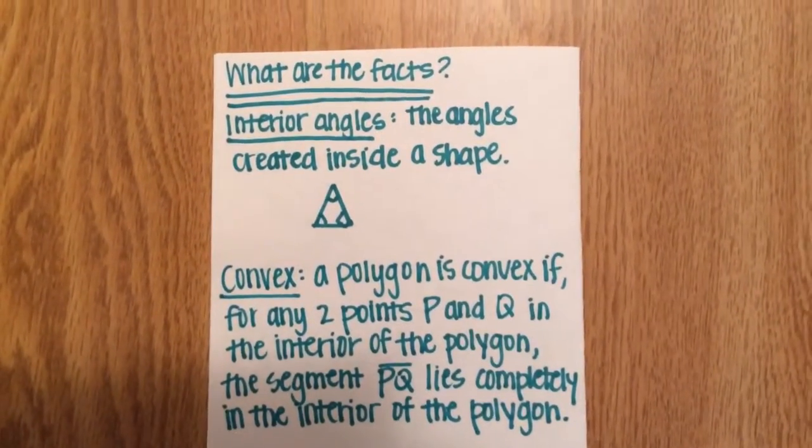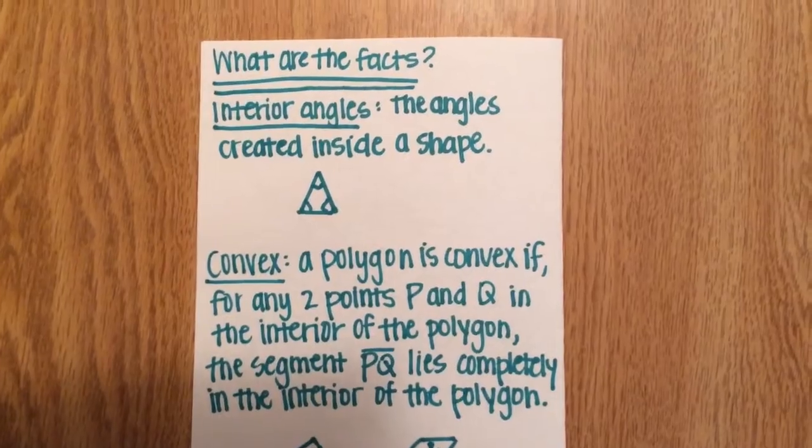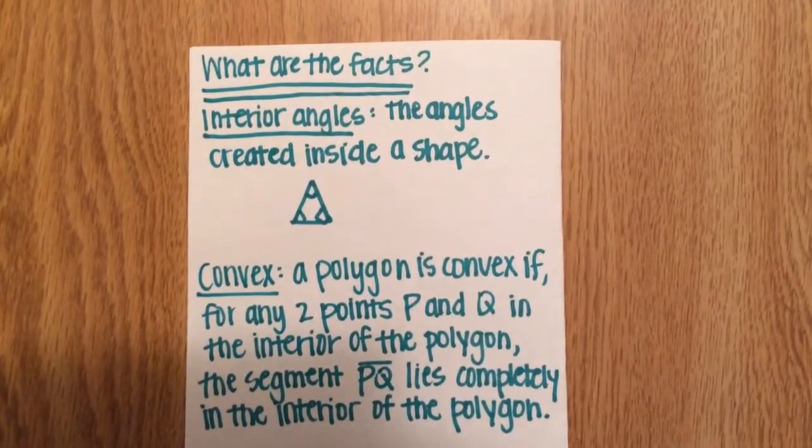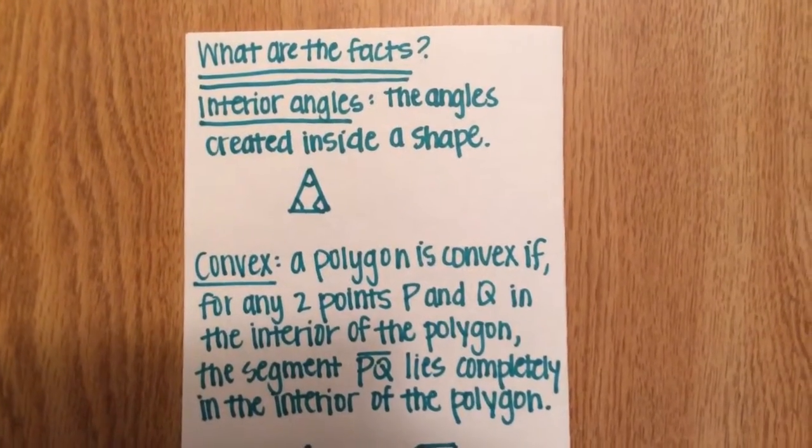What are interior angles? Interior angles are the angles created inside a shape. Notice that this triangle has 3 interior angles.